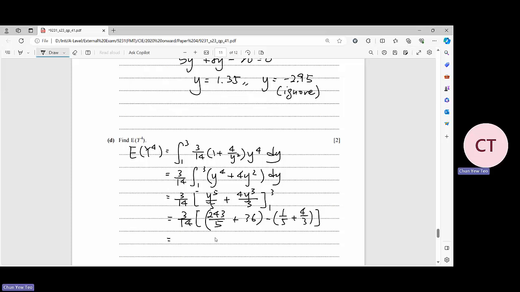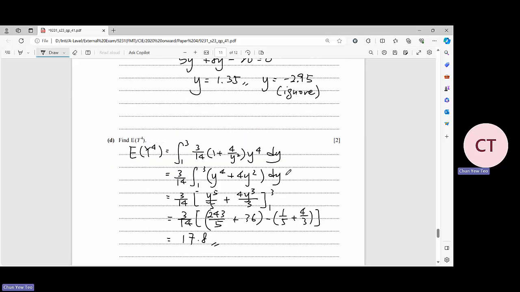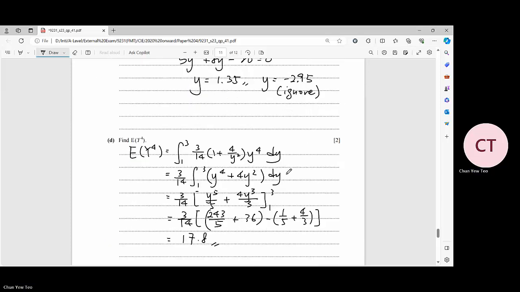Then just press the calculator. You can directly give the answer in decimal. Your answer is 17.8 to 3 significant figures, just like that. Done. So this will be the answer for part D, and this will be the last question as well. So we have completed this paper. I stop the video here.